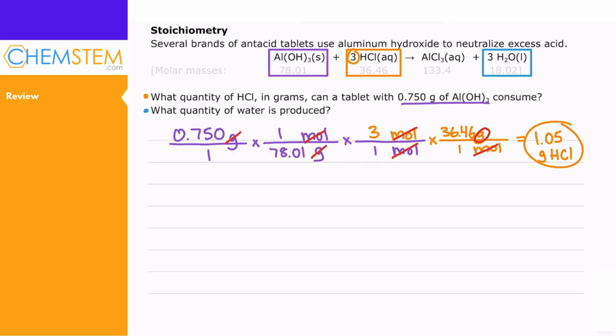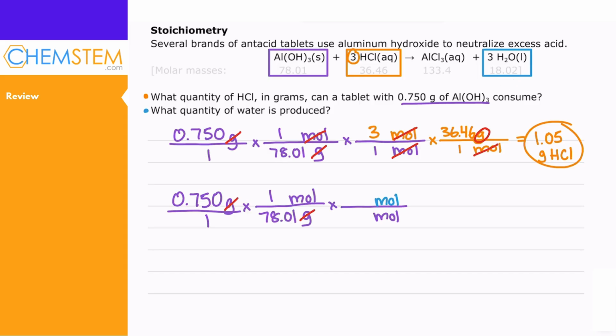So we're going to start off with the same thing we already started off with. We still have the same amount of active ingredient, 0.750 grams. And we're going to go from grams to moles. Same thing, we still have to convert from grams to moles for the aluminum hydroxide. Same molar mass, so we can still just cancel that out top and bottom. And keep going with this, we're going to go from moles of aluminum hydroxide to moles of water now. I'm color coding water with blue.